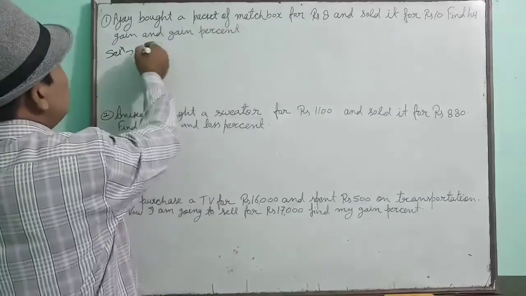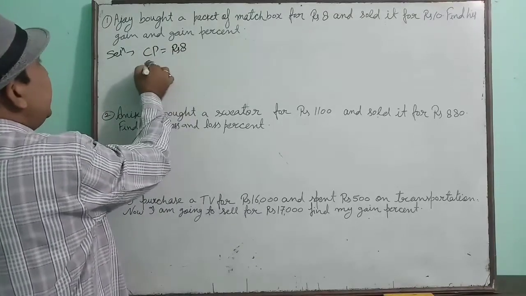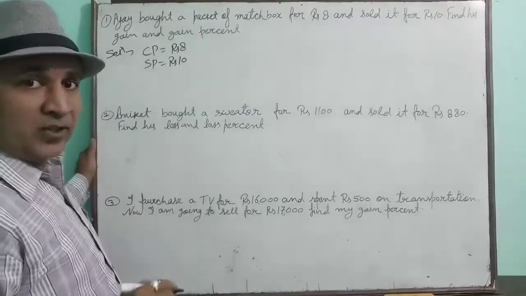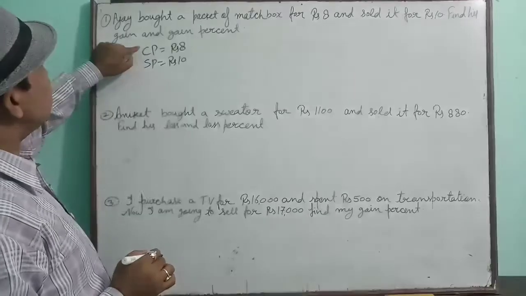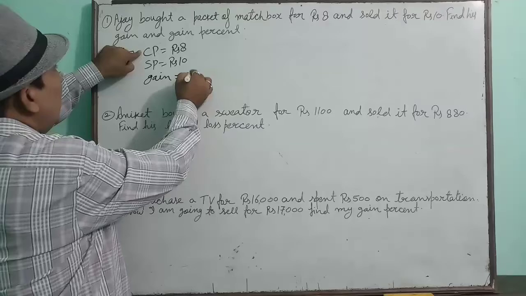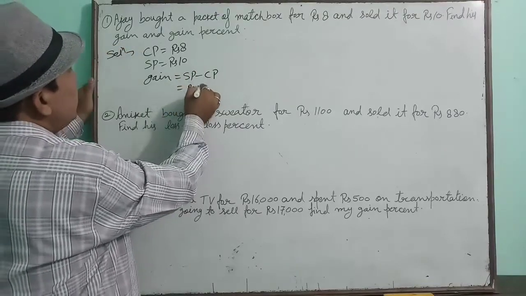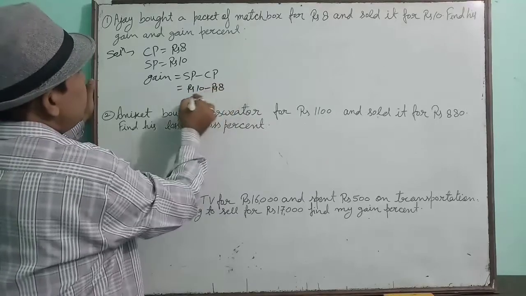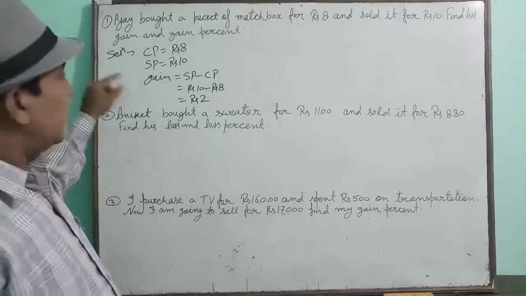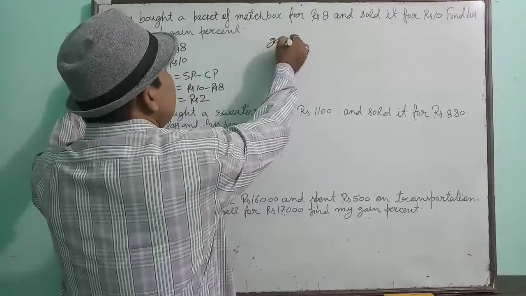Children, by reading the question you can see that cost price is given, rupees 8, and selling price is given, rupees 10, and we know that if selling price is greater than cost price then there is gain. What is the formula for gain? Selling price minus cost price, means rupees 10 minus rupees 8, that is rupees 2. Here gain is rupees 2, then what will be the gain percent, children?